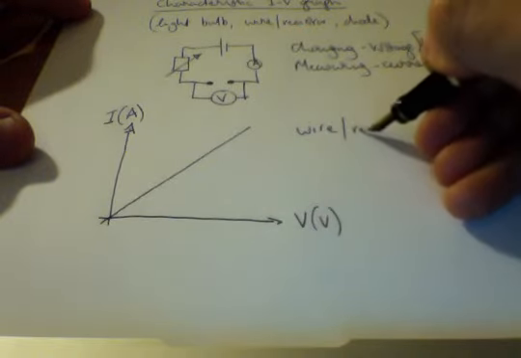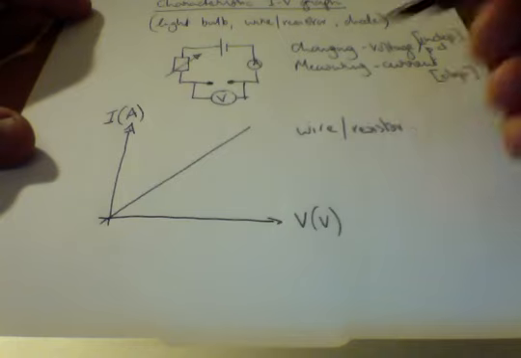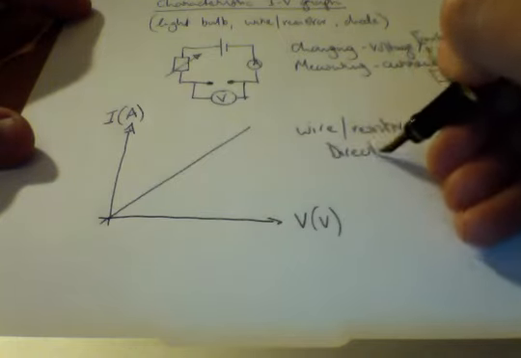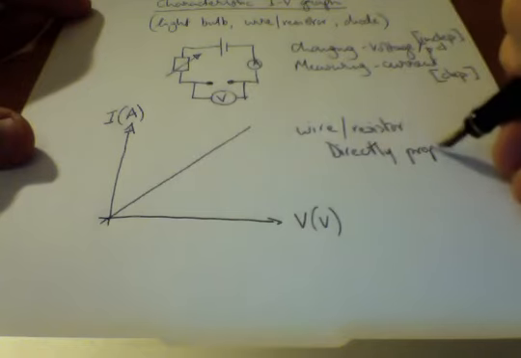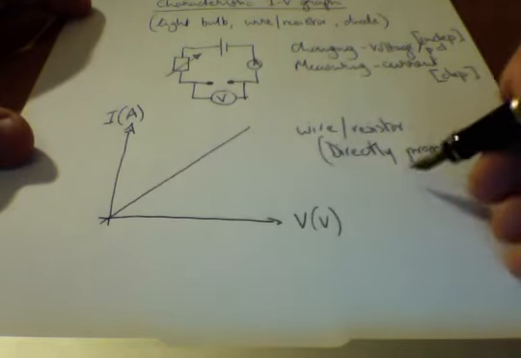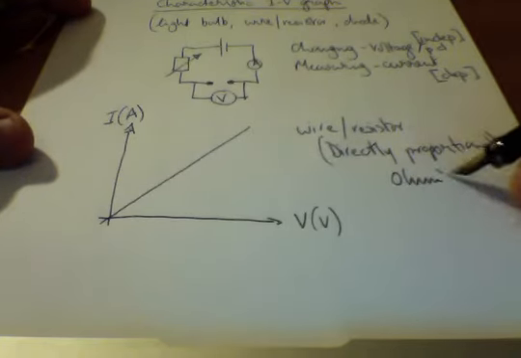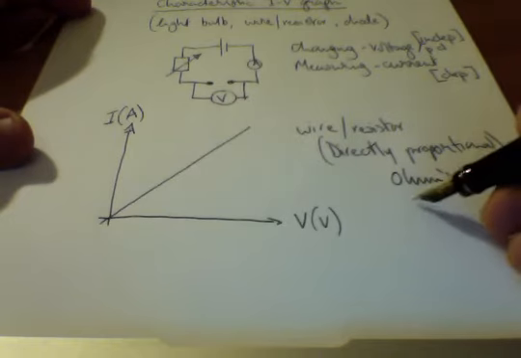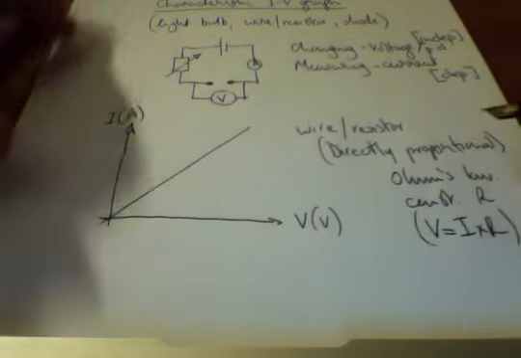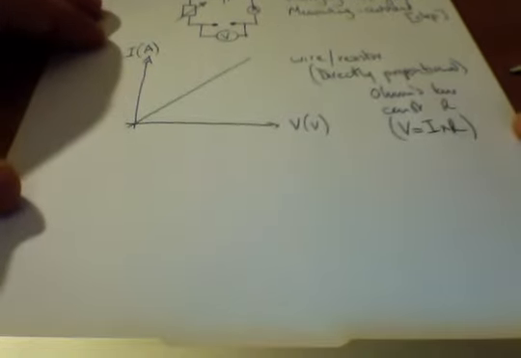Now, first of all, for a piece of wire, or even a resistor, we have nice linear behavior. This is directly proportional. And what does that mean? Well, it means it obeys Ohm's law. It means that it has a constant resistance, or even that it obeys the equation V equals I times R, which we've covered in the previous videos.